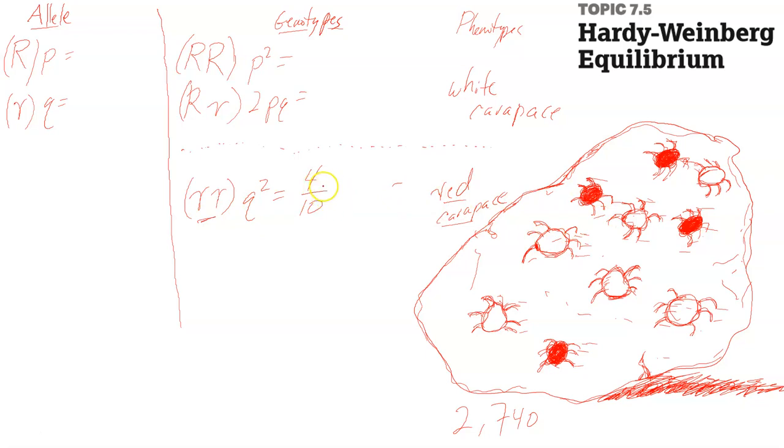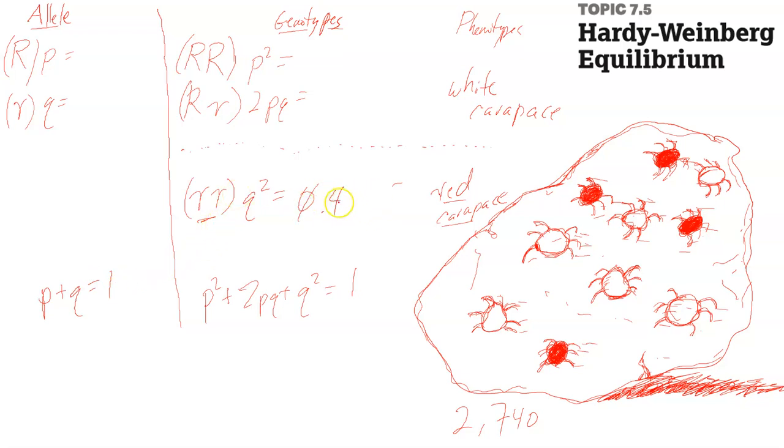Typically, I think it's much easier to work with this in decimal form rather than fraction form. If you convert this to a decimal, 4 out of 10 is going to give you 0.4. Now keep in mind, when we deal with these frequencies, there are equations that will help you solve some things, but I don't want you to get too caught up in them. p squared plus 2pq plus q squared is equal to 1. Also, p plus q will always equal 1.